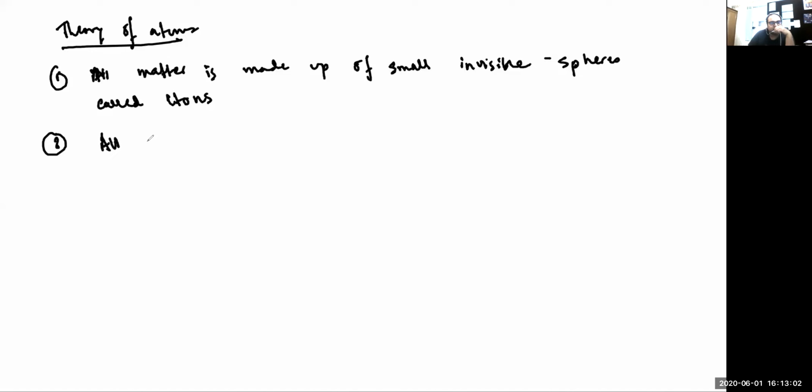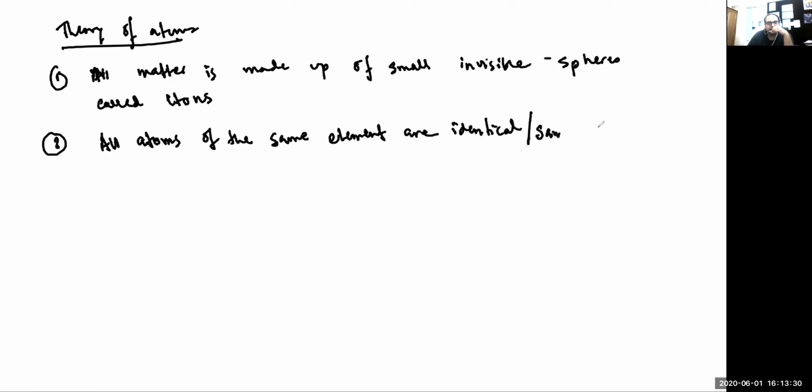Number two, all atoms of the same element are identical, or have the same number of protons.